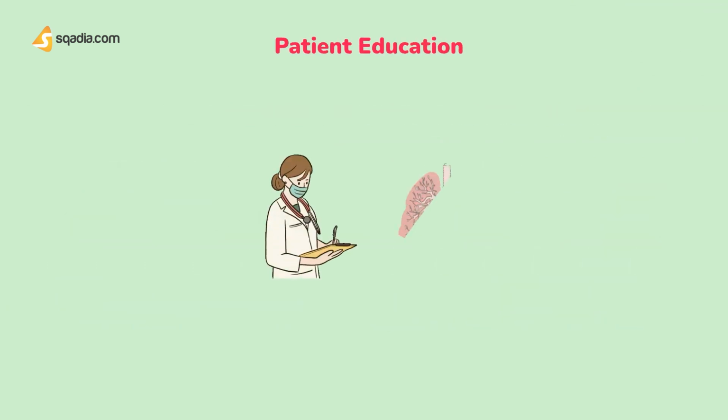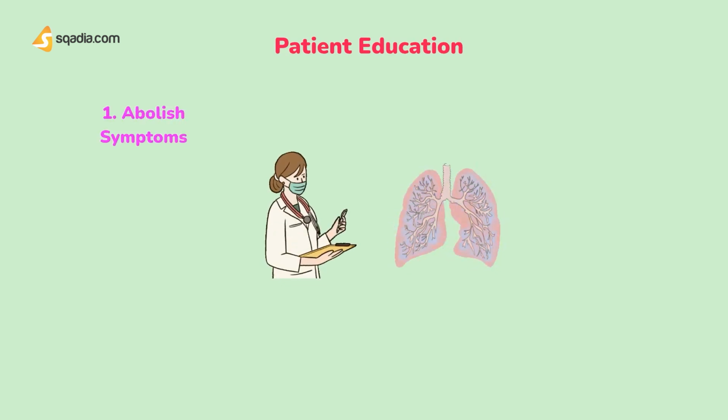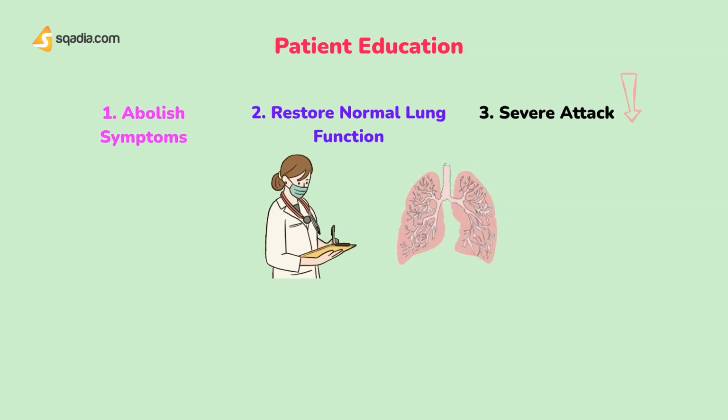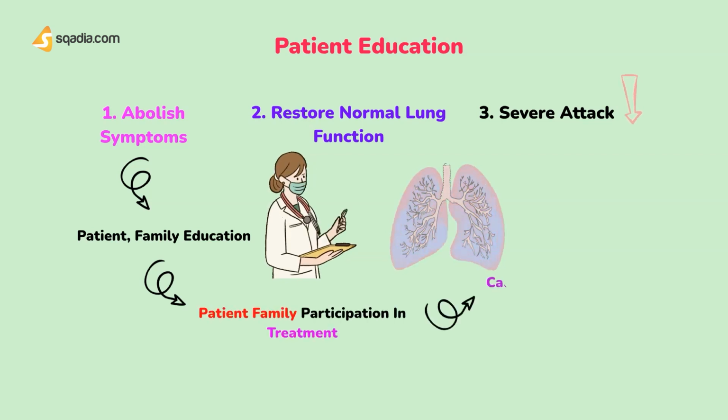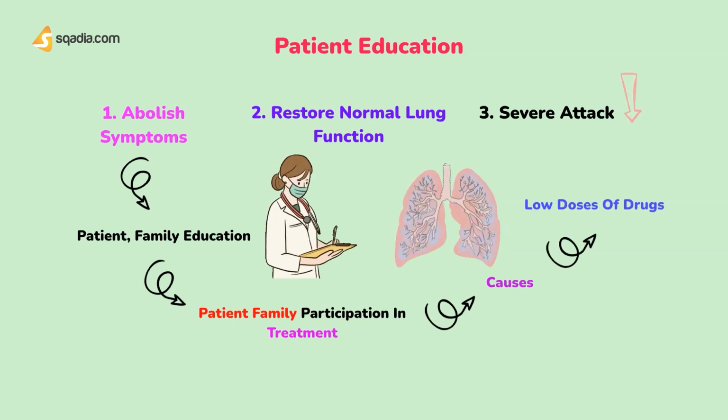In patient education, the aims of treatment are to abolish the symptoms, restore the best possible lung function, and reduce the risk of severe attacks. Okay, so this involves patient and family education about asthma, very important. Second, patient and family participation in treatment. Third, avoidance of identified causes. And fourth is the use of the lowest effective doses of medications to minimize the short-term and long-term side effects of drugs.